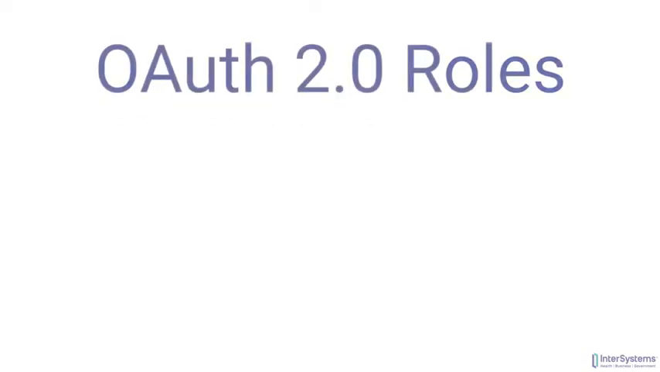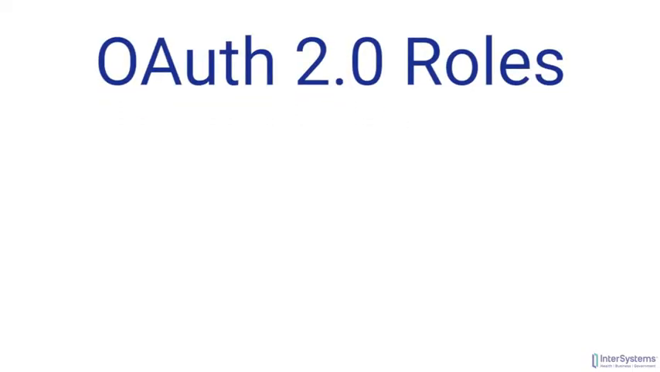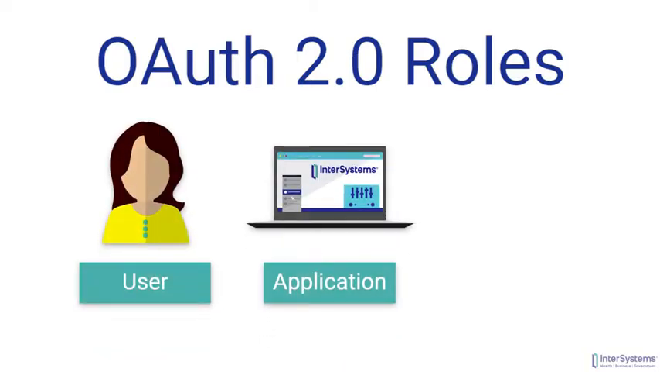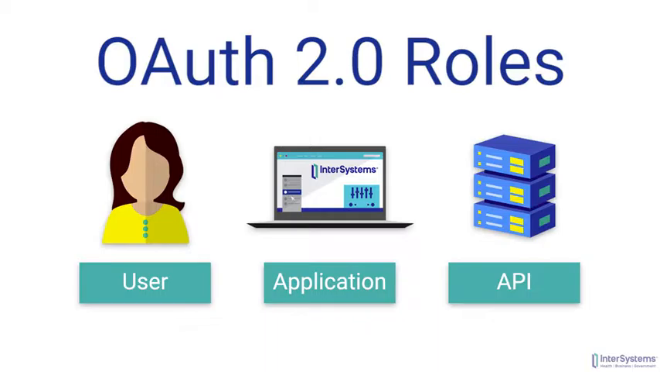First, let's take a look at the high-level roles that exist within an OAuth 2 framework. For simplicity, we will use 3 roles to start. We have the user, the application, and the API. Within the API, there is an authentication server and a resource server, but we will cover the difference between those two later.